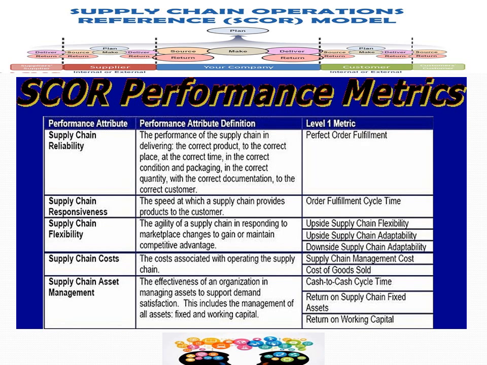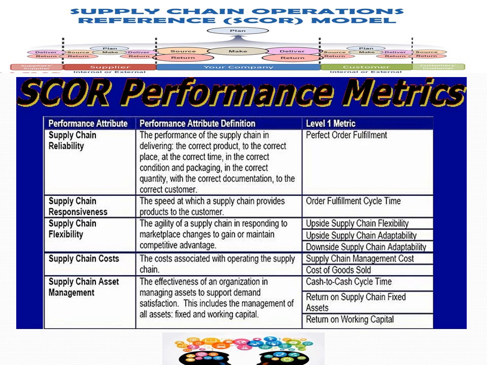Then supply chain cost, the cost associated with operating the supply chain. Of course, that is a major KPI in supply chain management. Then supply chain management cost and cost of goods sold. And the last one is supply chain asset management, the effectiveness of an organization in managing assets to support demand satisfaction.